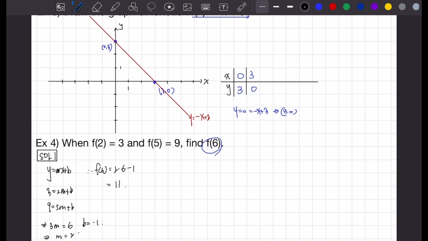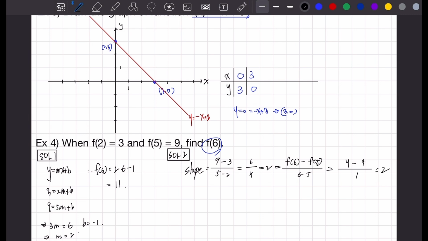And let's see solution 2. Because we have 2 points here, the slope must be (9 minus 3) over (5 minus 3), which is 6 over 3, so it's 2. And this can also be equal to (f(6) minus f(5)) over (6 minus 5), because it's another expression for the slope. So (y minus 9) over 1 is equal to 2. So we can say y is equal to 11.